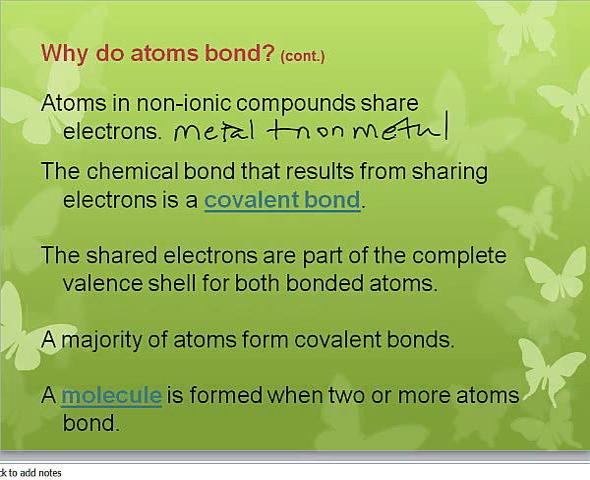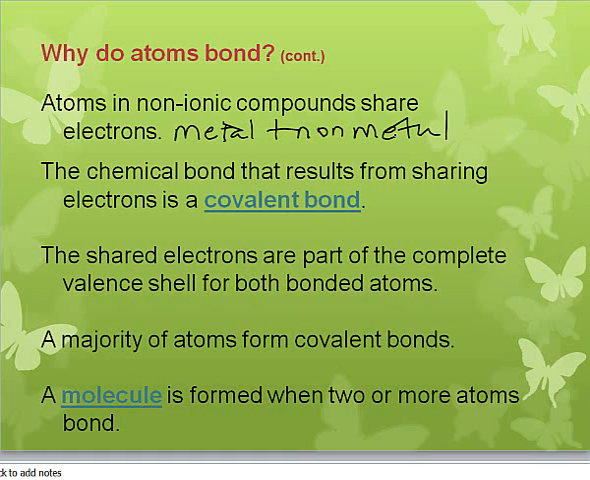Alright, so a chemical bond that results from sharing electrons is a covalent bond. Generally, covalent bonds are between 2 nonmetals. Our nonmetals, remember, live on the right side of that stair-step line. So when we share electrons, we have a covalent bond. The shared electrons are part of a complete valence shell for both bonded atoms. You count them for both atoms.